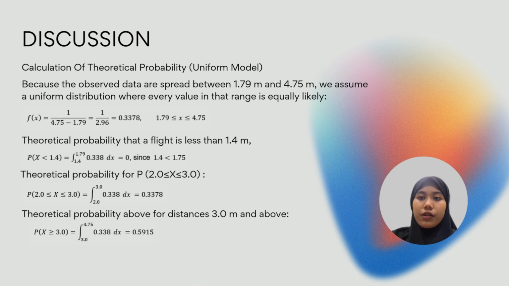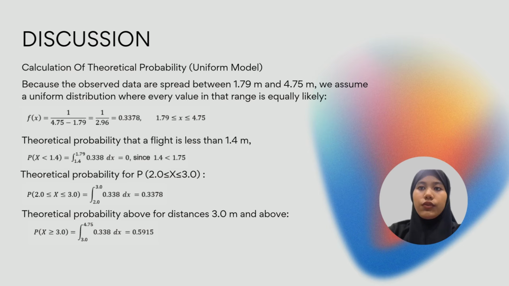Next, for this part of the project, which is the calculation of theoretical probability using the uniform model, I compared the experimental probabilities with the theoretical probabilities that come from the uniform model. First, the theoretical model assumes that all distances between 1.79 meters and 4.75 meters are equally likely. So, the probability density is 0.338. Using this value, we calculated the theoretical probabilities for each range.